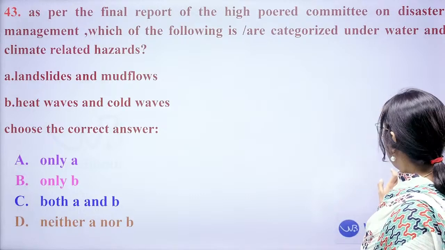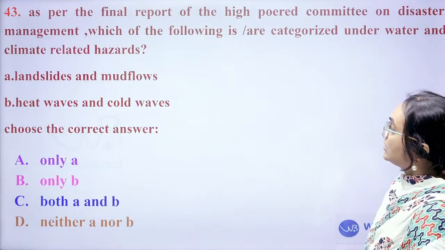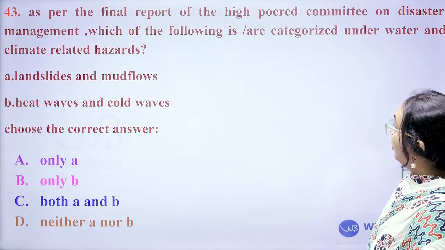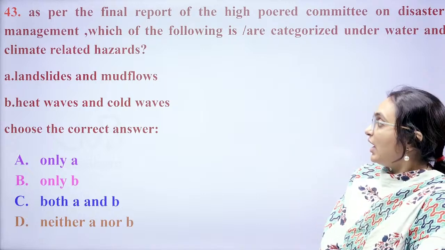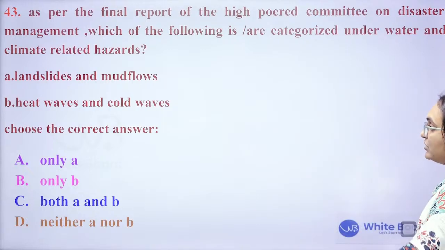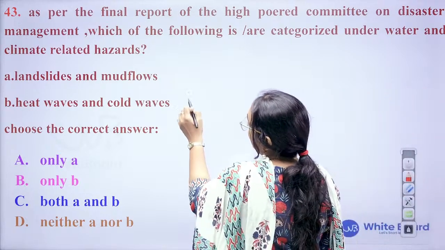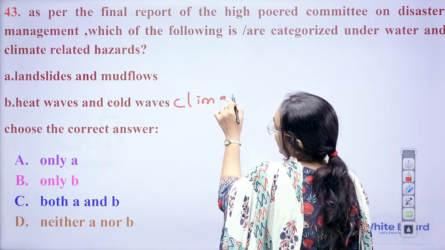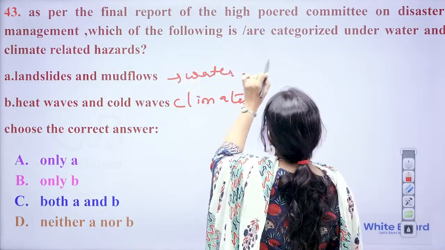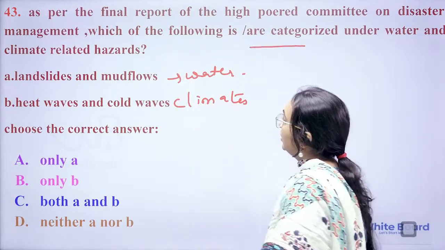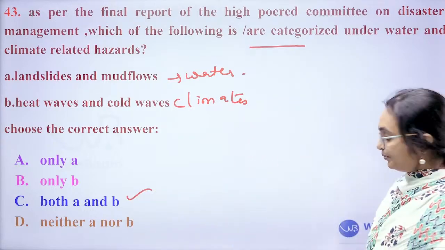Next question. As per the final report of the high powered committee on disaster management, which of the following are categorized under water and climate related hazards? Landslides and mud flows, heat waves and cold waves. Heat waves and cold waves are due to climate related hazards, and landslides and mud flows are water related hazards. So, the question is under water and climate related hazards. So, it is both A and B. Answer is C.